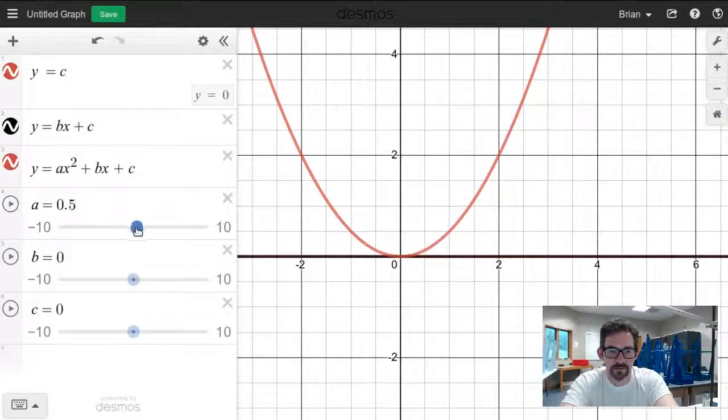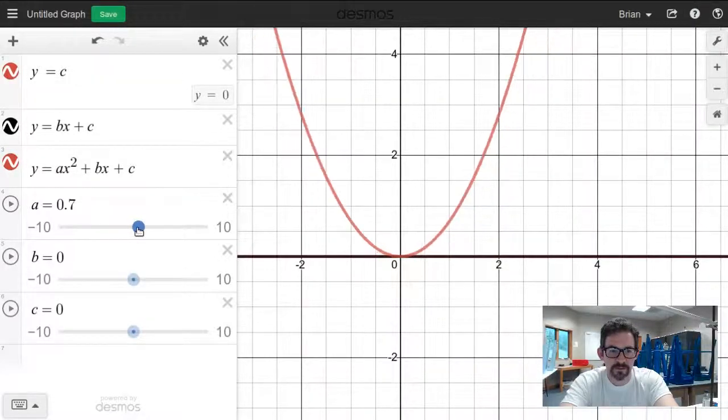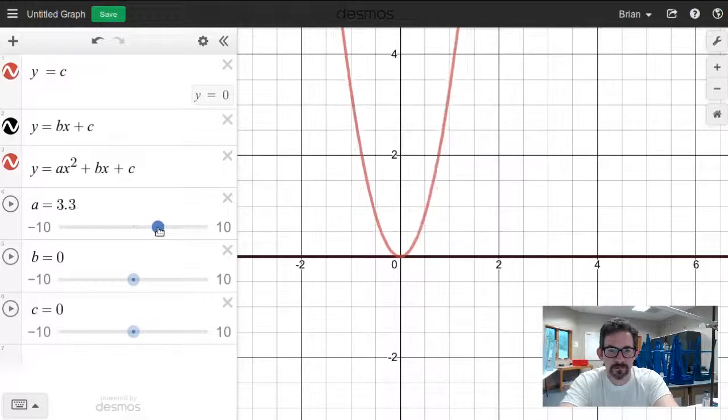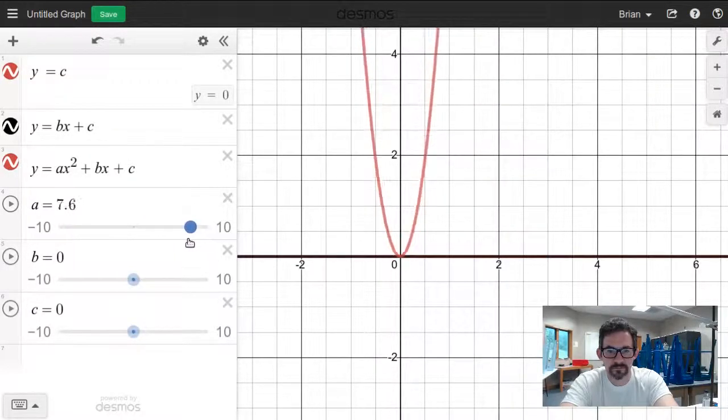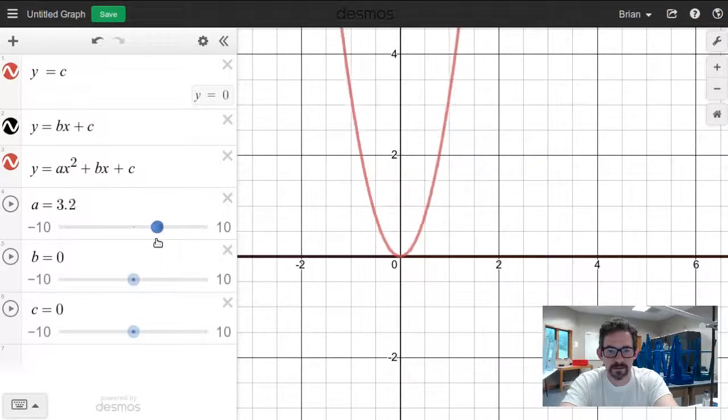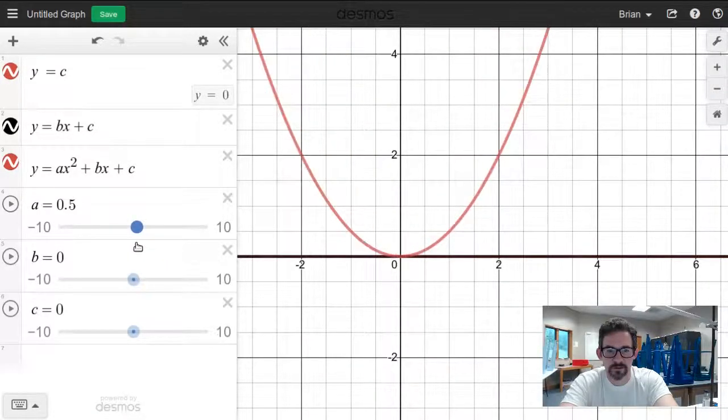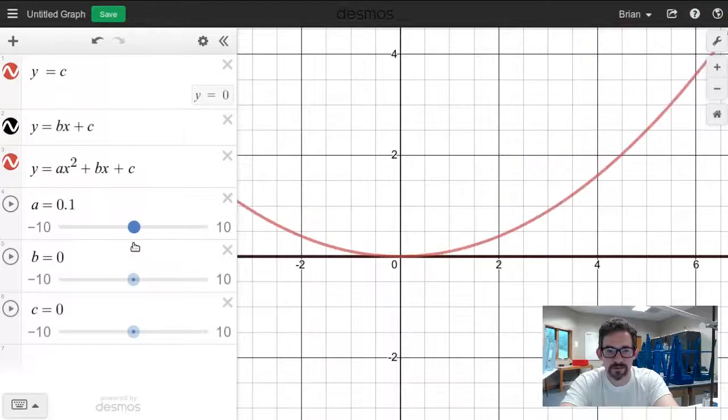What do you think it'll do? When I make a, starting from 0.5 here, when I change it to 1 or higher, notice I'm getting a tighter curve. When I bring this back down, getting a broader and broader curve. What will happen when we bring this all the way to 0? If it's 0, we don't have this quadratic term at all, so that means we're back to a line.